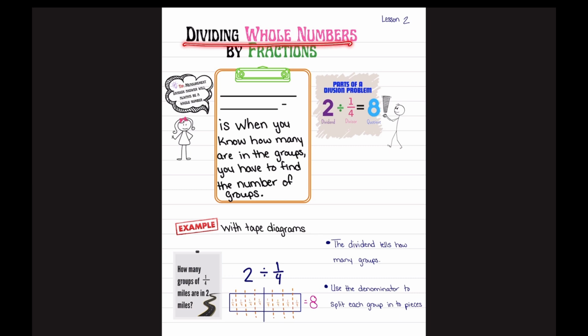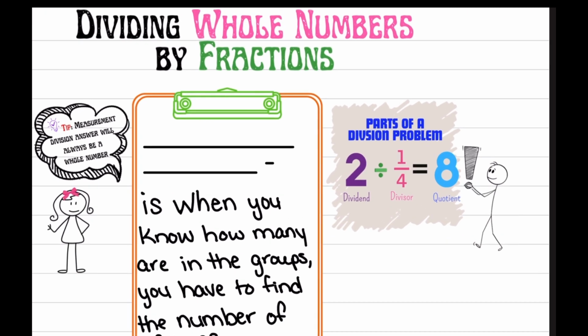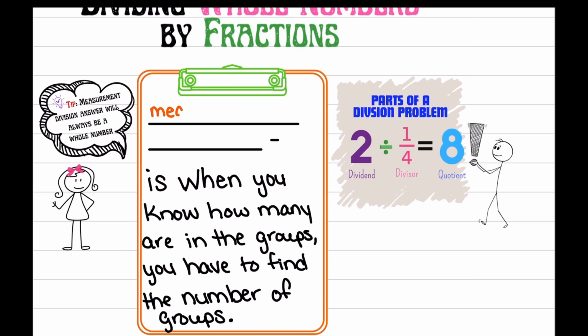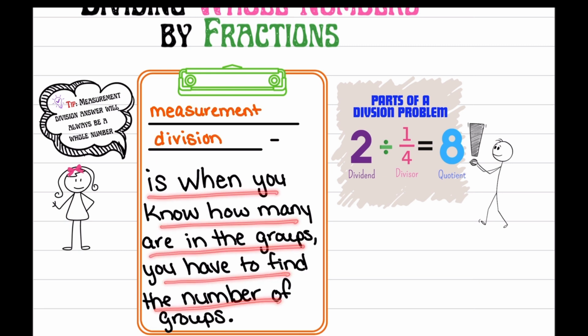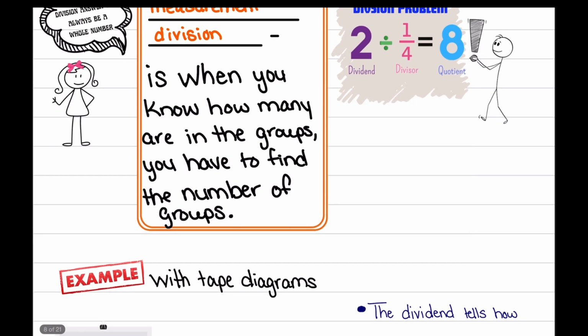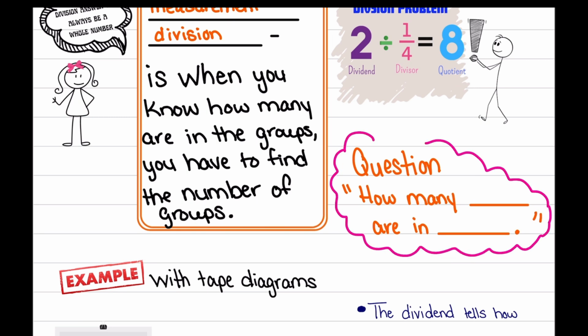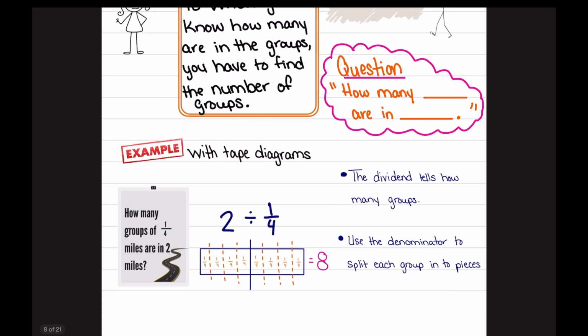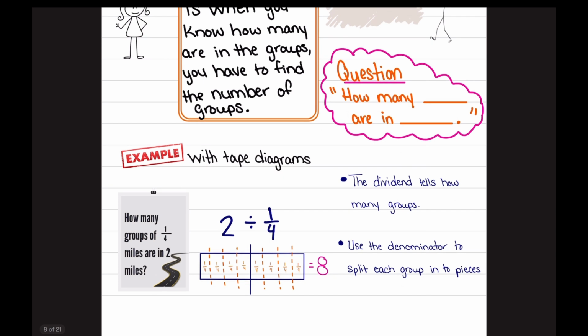Dividing whole numbers by fractions can also seem like measurement division. Now, measurement division is when you know how many are in the group, you have to find the number of groups. I want you to add to your notes the big takeaway questions, especially centered around measurement division. The question includes, how many blank are in blank? One of my favorite ways to solve measurement division problems is using my tape diagrams. At the bottom of your notes is an example of how to solve using a tape diagram model.